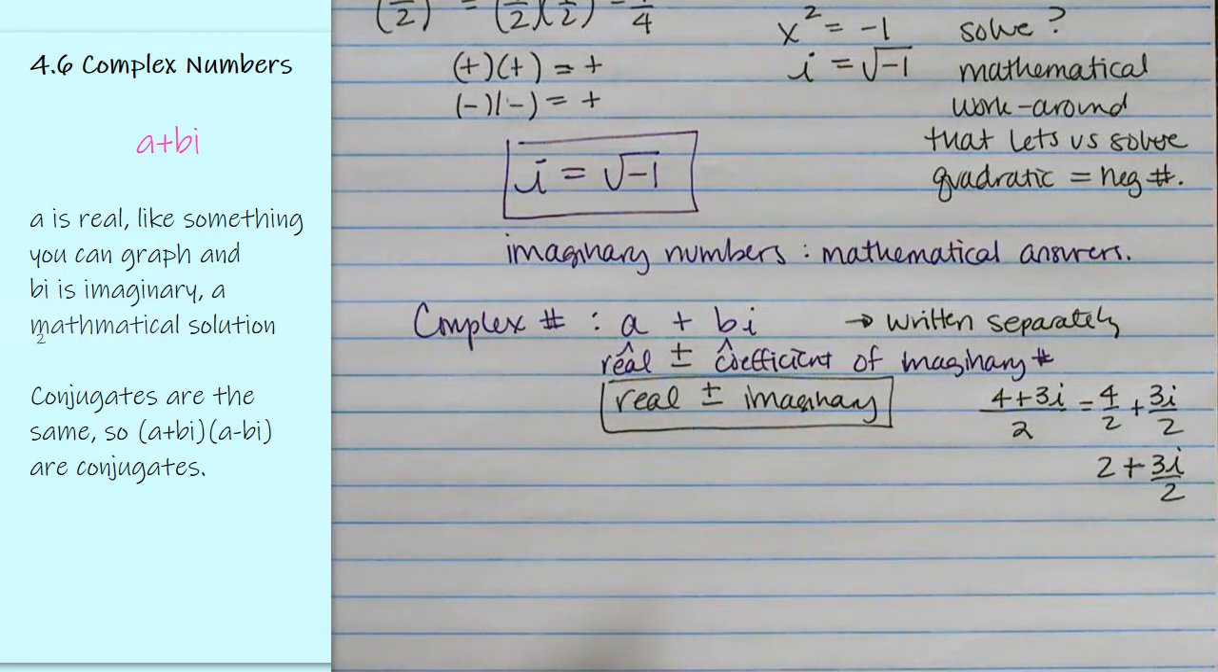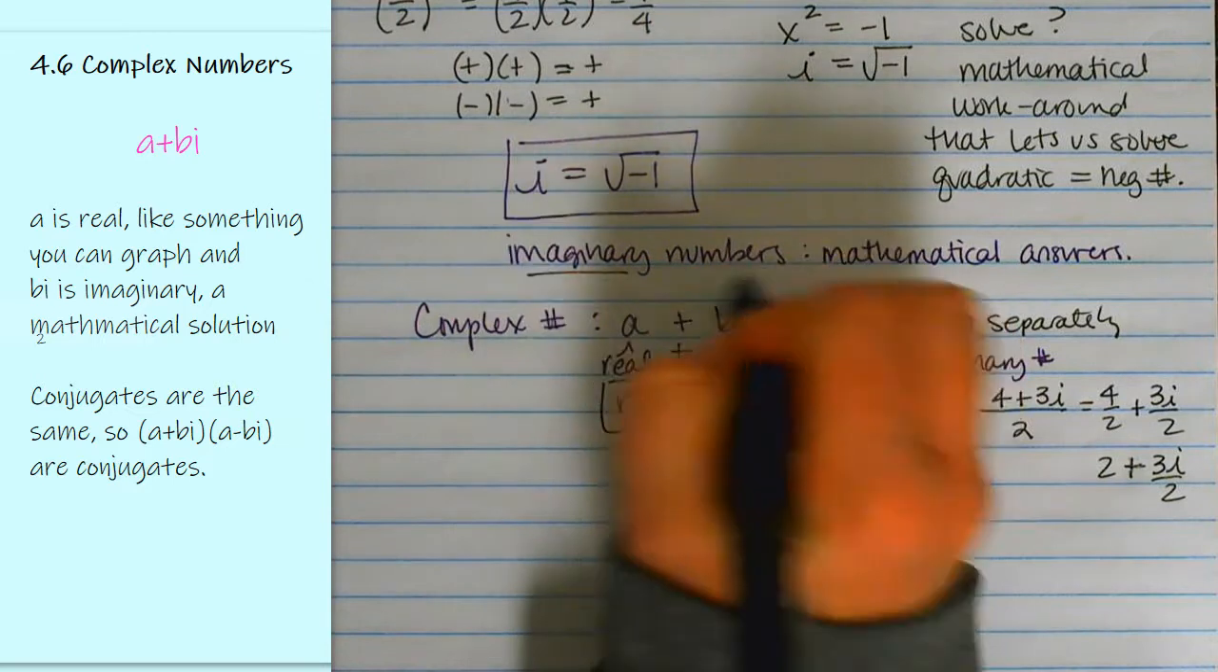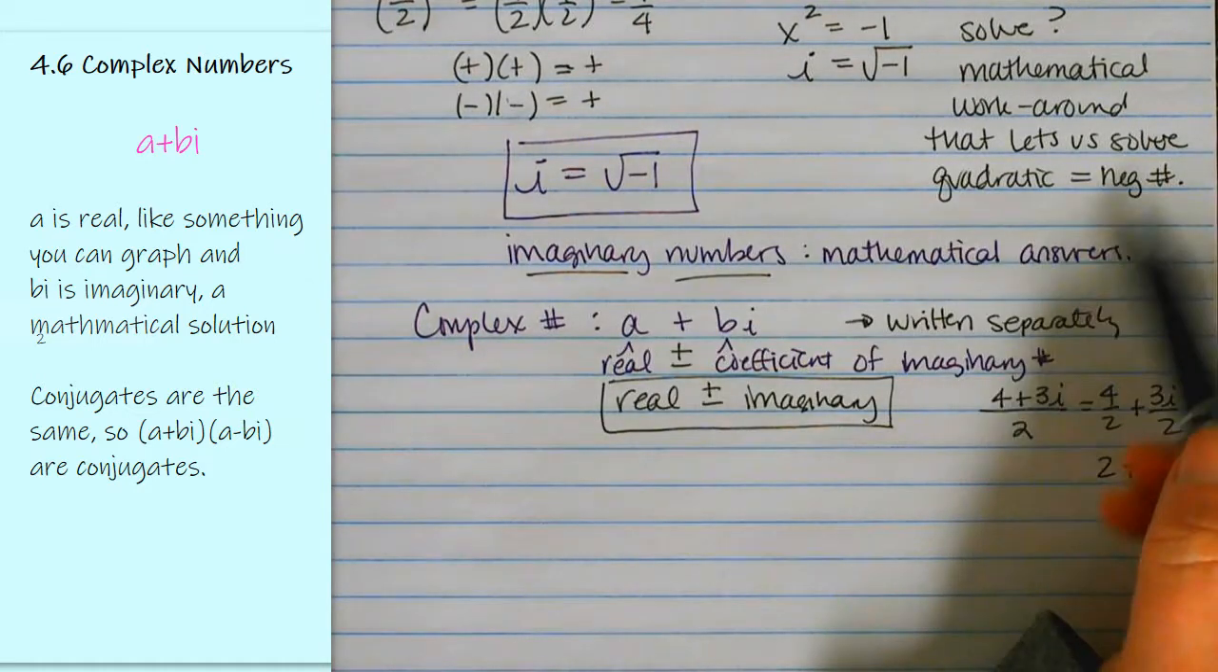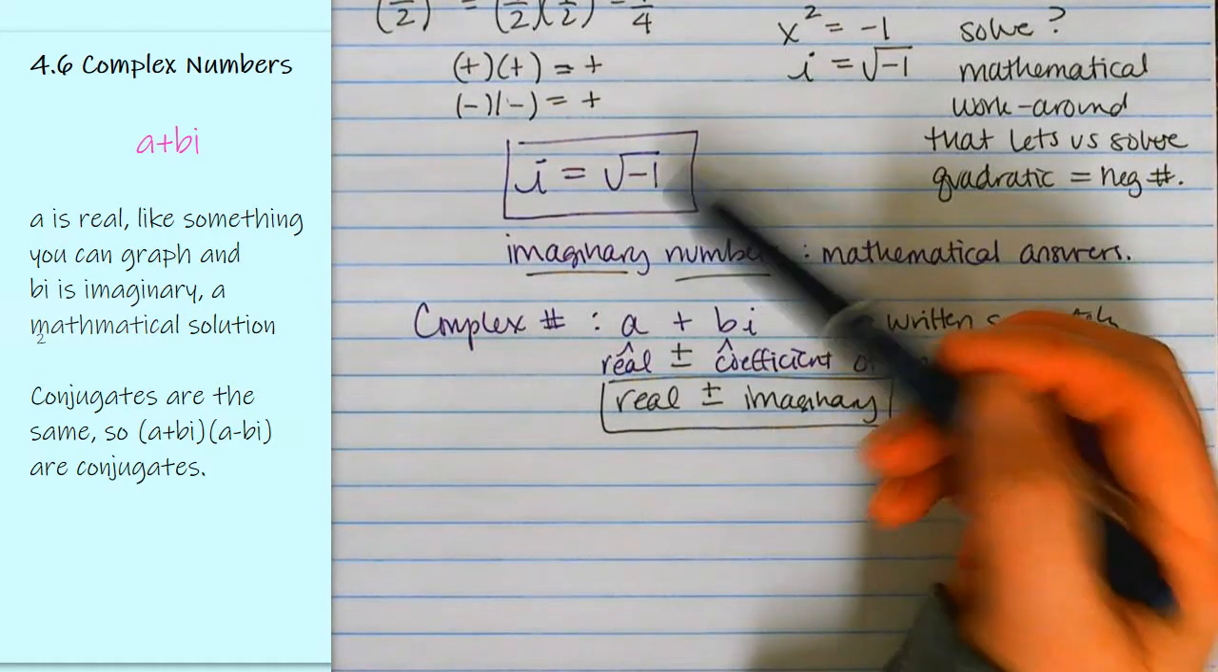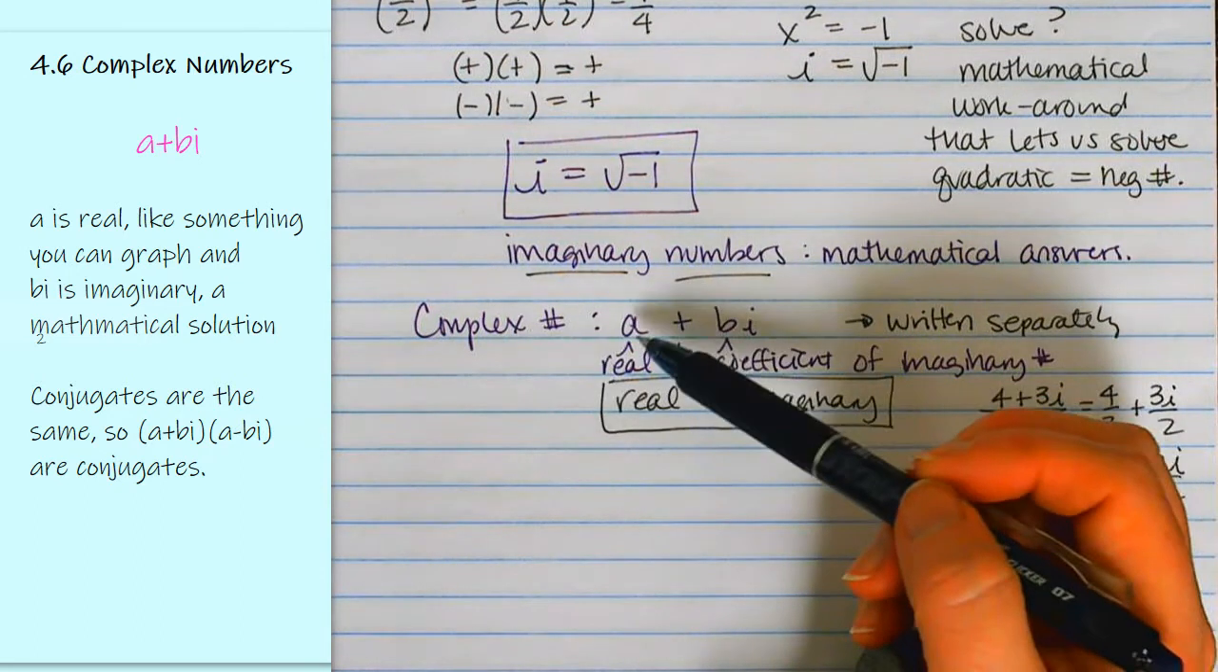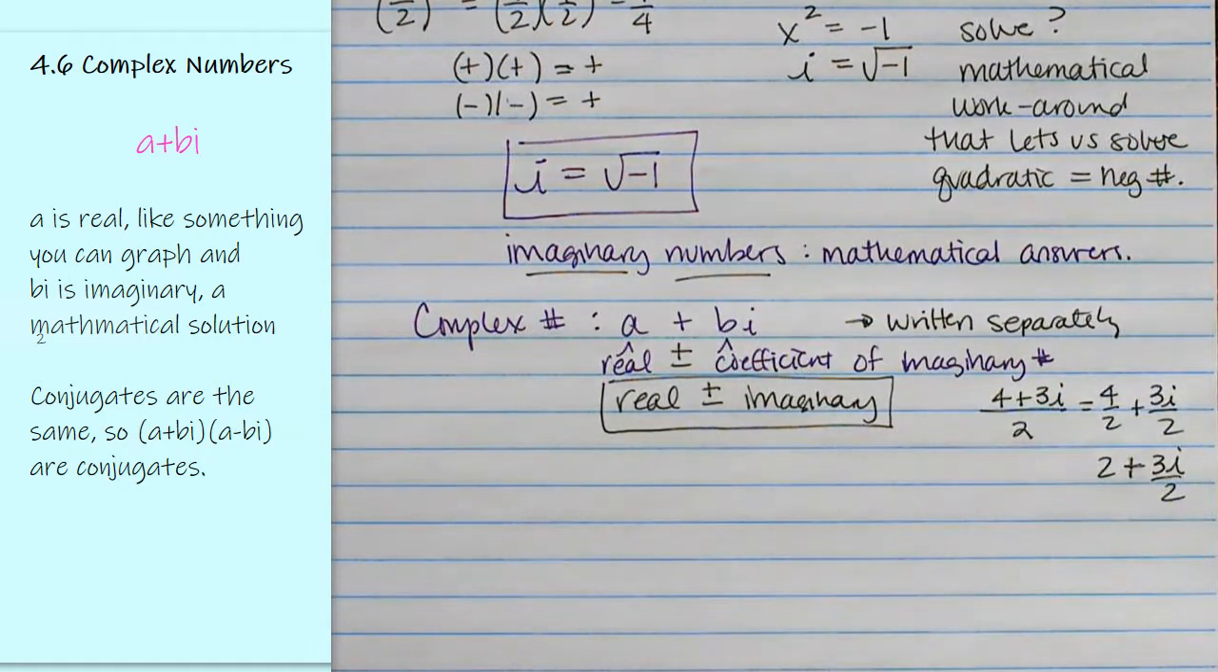So complex numbers. So two new things for you to be able to define. Imaginary numbers are mathematical answers. i is equal to the square root of -1. A complex number means a real plus or minus an imaginary number. And that helps us solve equations. So let's look at what that does for us.